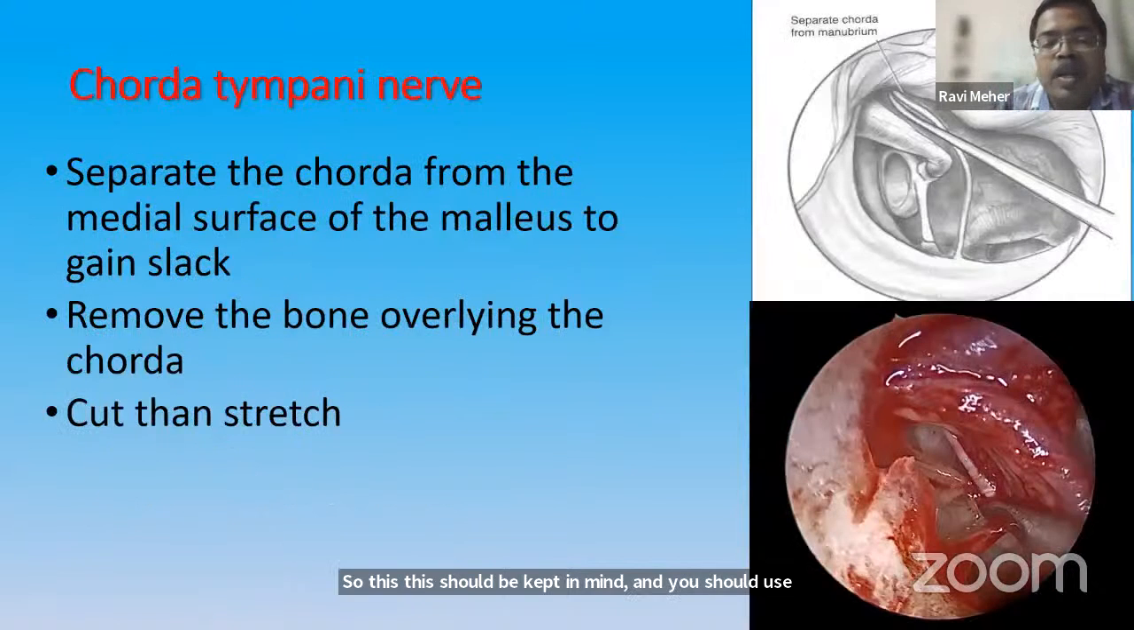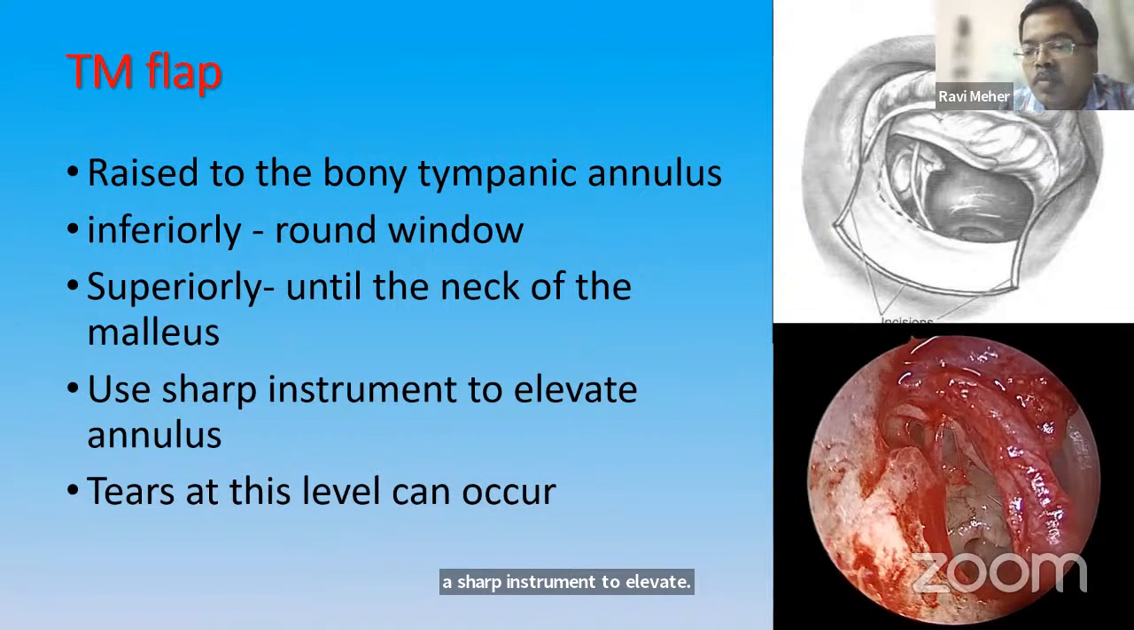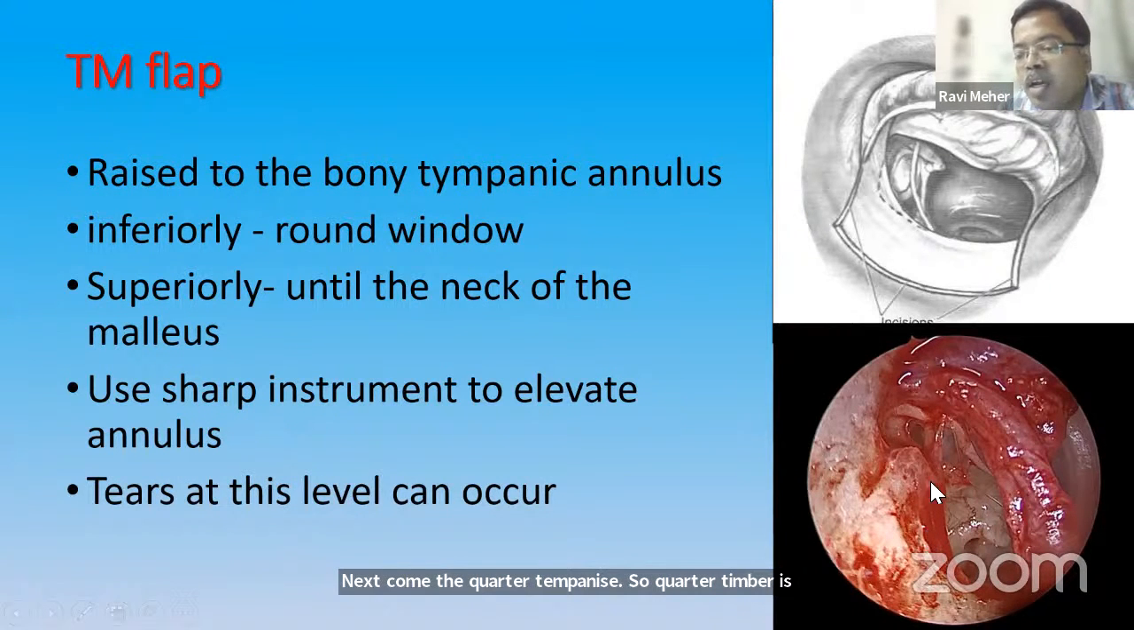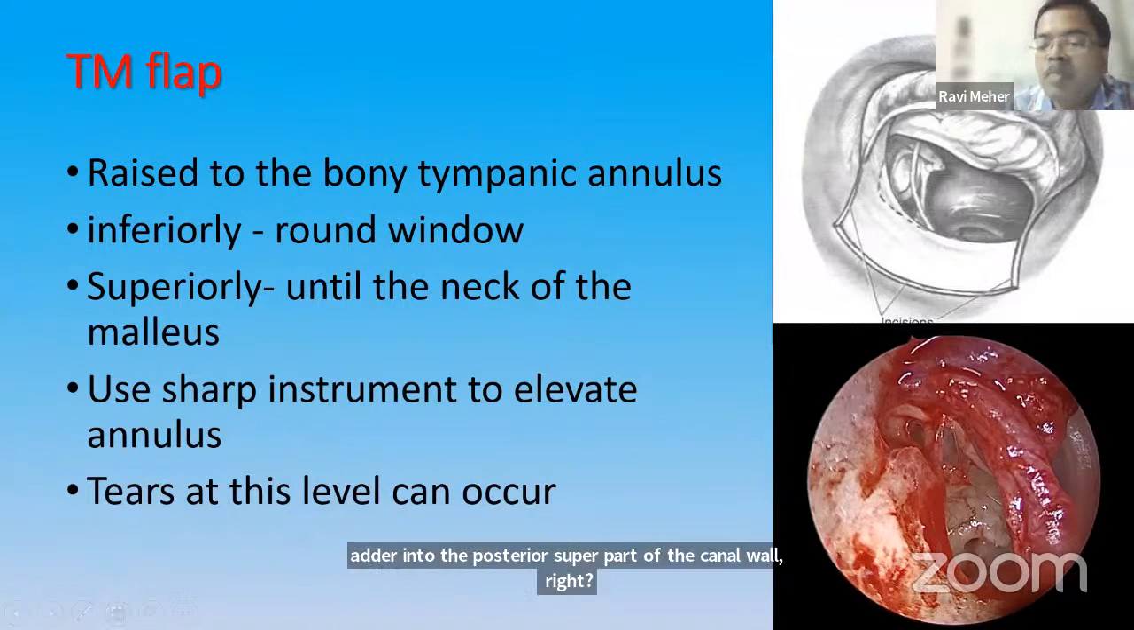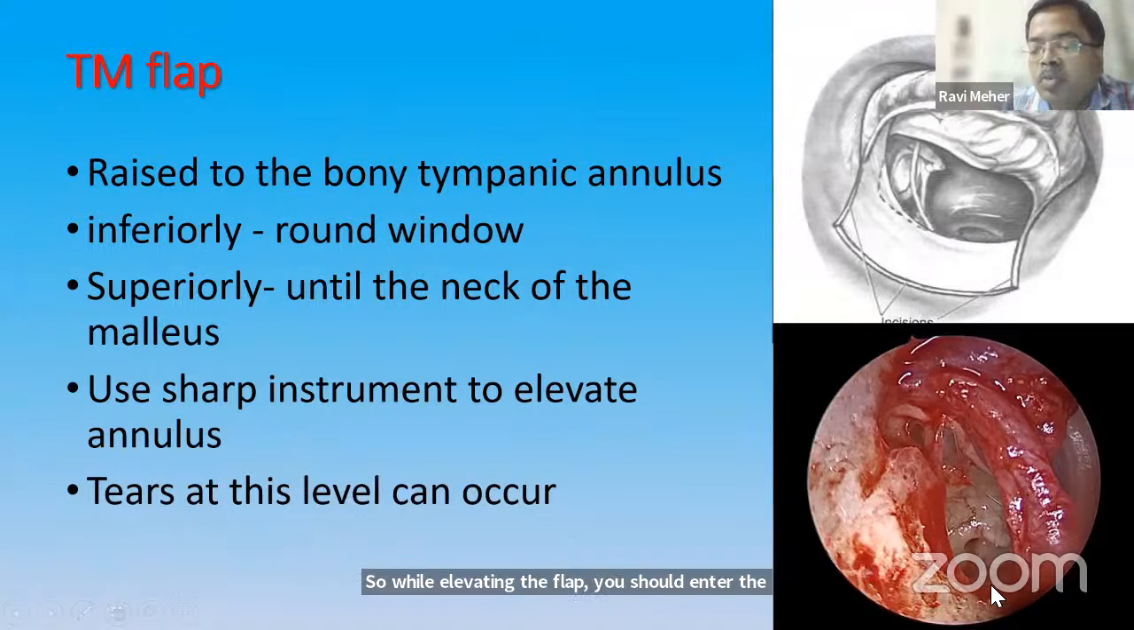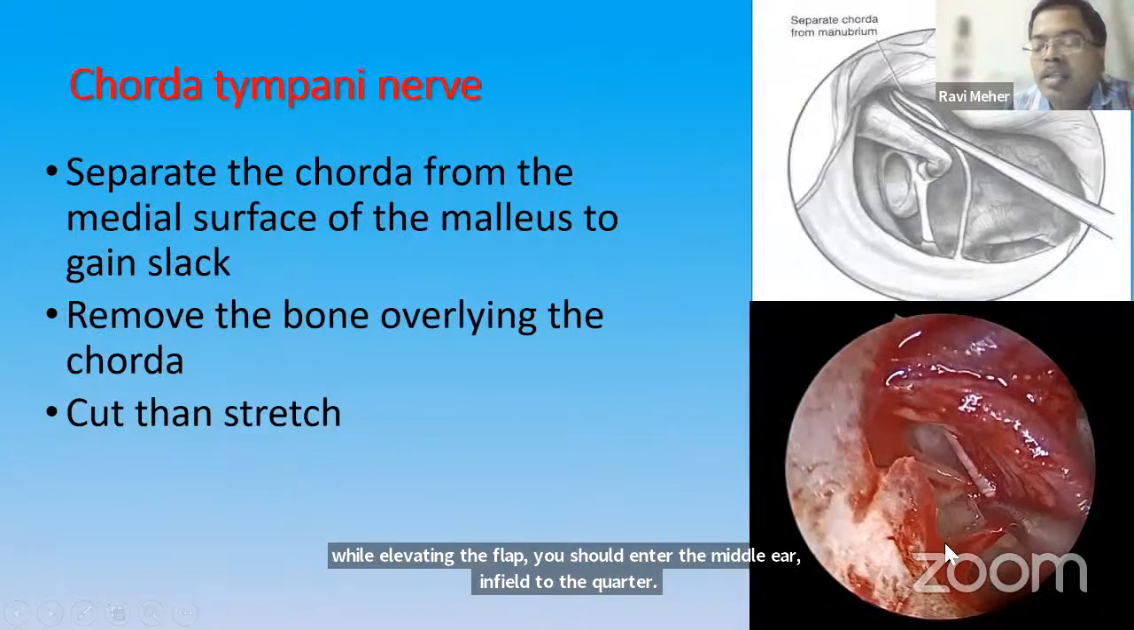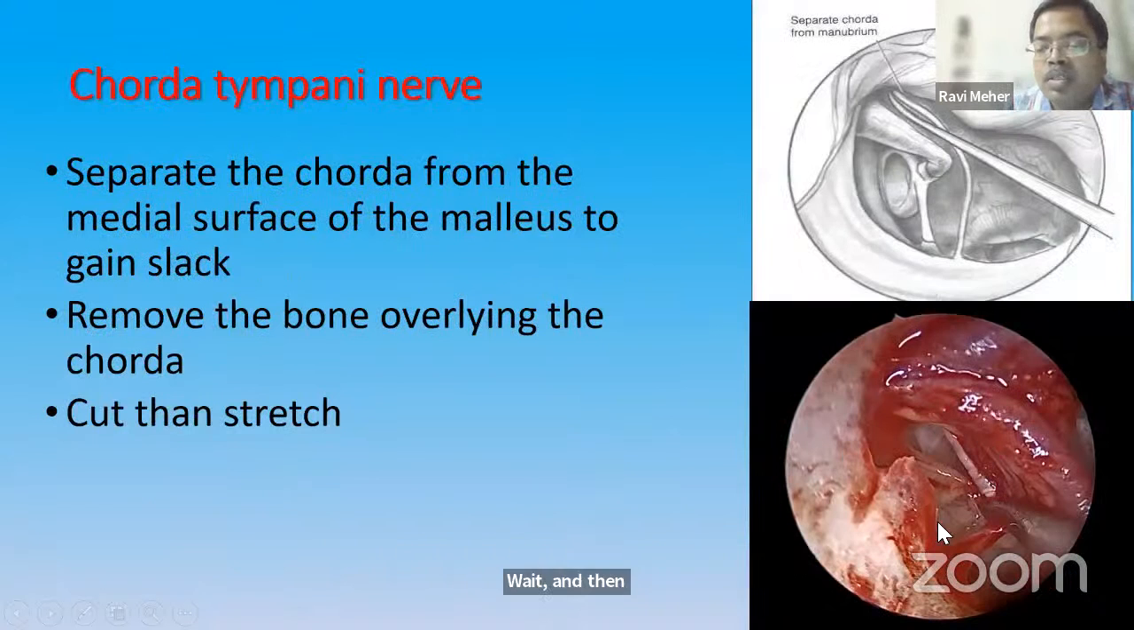Next comes the chorda tympani. The chorda tympani is adherent to the posterior superior part of the canal wall, right? So while elevating the flap, you should enter the middle ear inferior to the chorda, and then gently separate the chorda and retract it anteriorly, right? So that is important to prevent injury to the chorda.